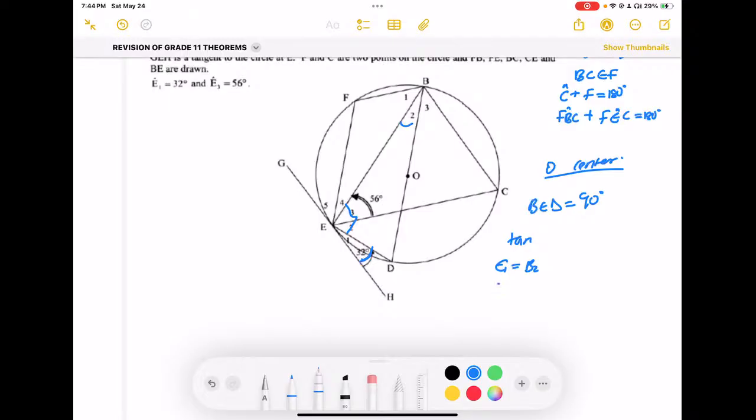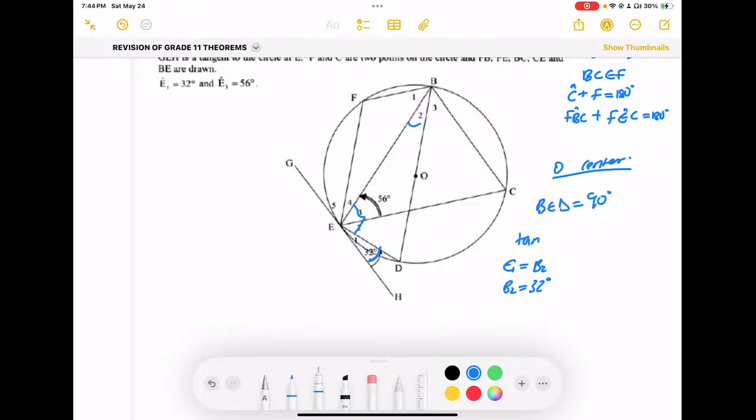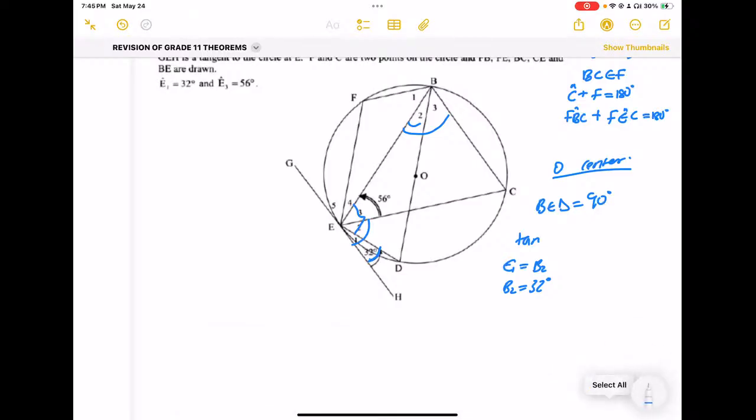And then it should give me that B2 equals 32 degrees. And what else? Also this one here should be equal to which one? Should be equal to this one then. I don't know if it's going to help us, but we should mention it, that angle CEH equals EBC.